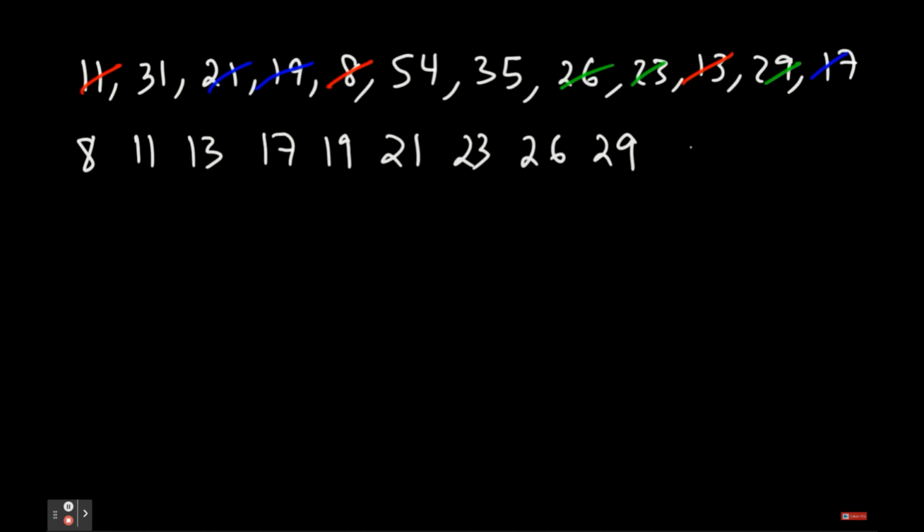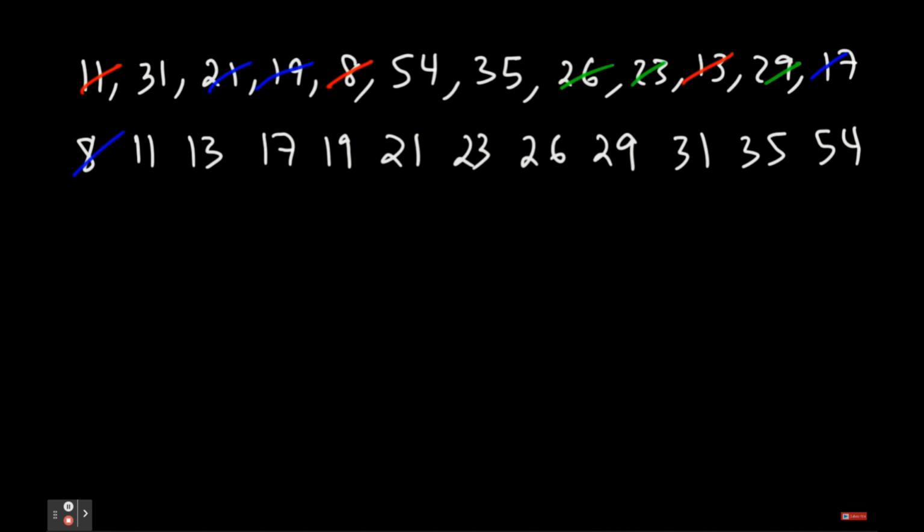And then the last three numbers are 31, 35, and 54. So we have a total of 12 numbers. Our first step is to calculate Q2, the second quartile, thus splitting the data into 2 equal parts.